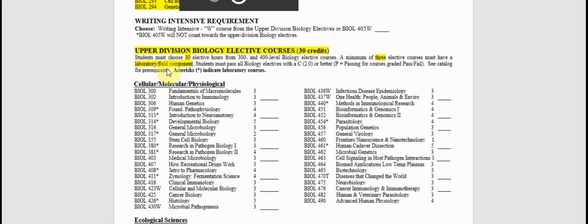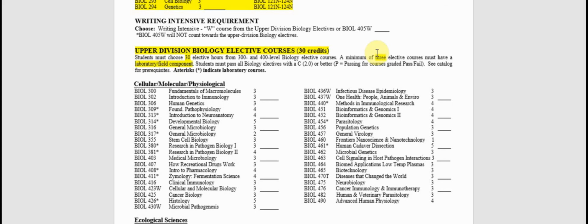So moving on down to the upper division biology elective courses. In this area, you need a total of 30 credits and you have some room for choice here on what it is that you're interested in. The only stipulation is that at least 3 of them need to have a laboratory or a field component, and one should be writing intensive.